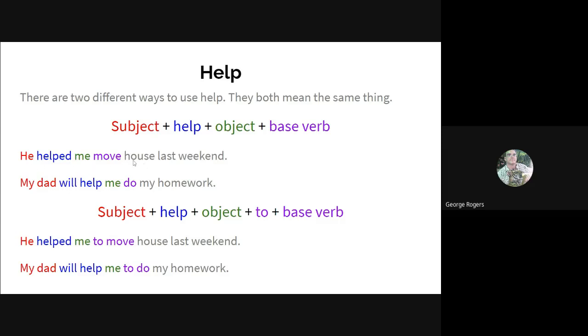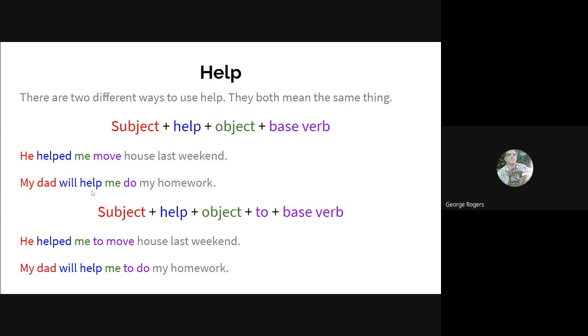He helped me move out of my house. I'm not used to just saying house. And so again, we've got the past tense here. Last weekend kind of implies that. Right? My dad will help me do my homework.